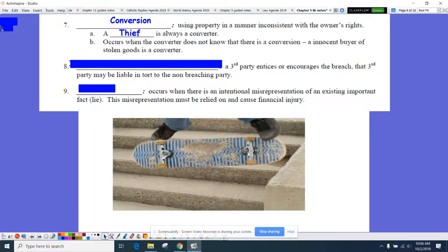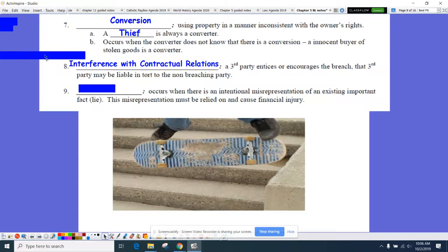A thief, in many cases, is always a converter because they're using your property in a way that's inconsistent with your rights. But it could also be a situation where if I buy goods from maybe a person, that I might be the innocent buyer of a stolen good, and hence now I am a converter of that property. So we have to be very careful. When you talk about stores like pawn shops, they need to go kind of beyond their regular duties to make sure that the property they're taking in has not been stolen, so that their customers don't become converters themselves.